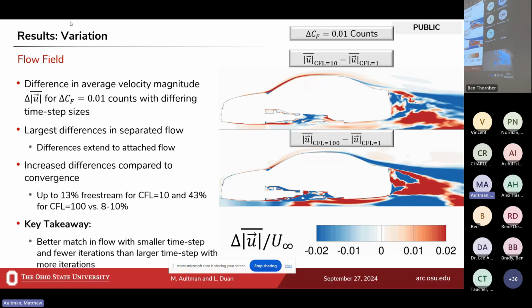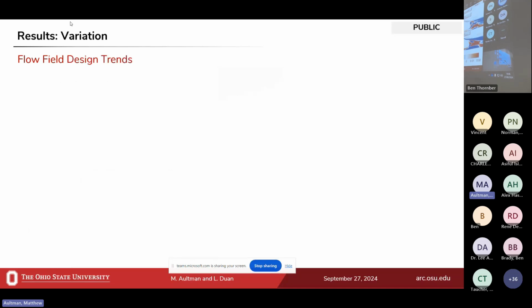So our key takeaway, there's a better match in the flow with smaller time step size and fewer inner iterations than the larger time step size with more inner iterations. So this aligns with what we saw previously for the force coefficients as well.